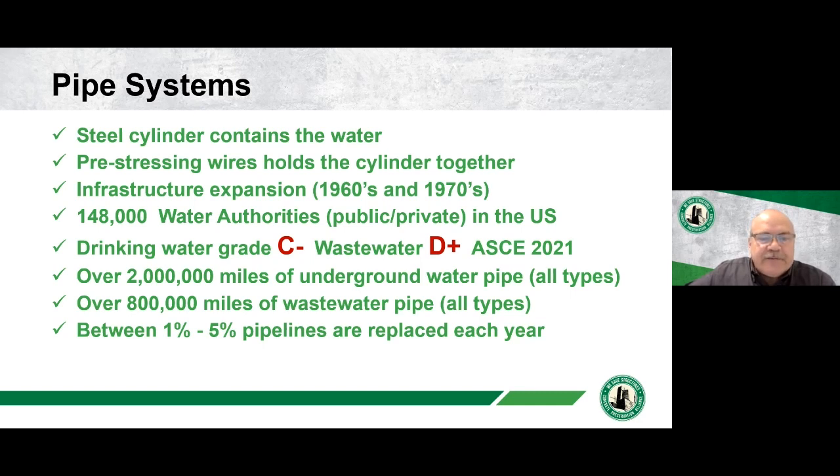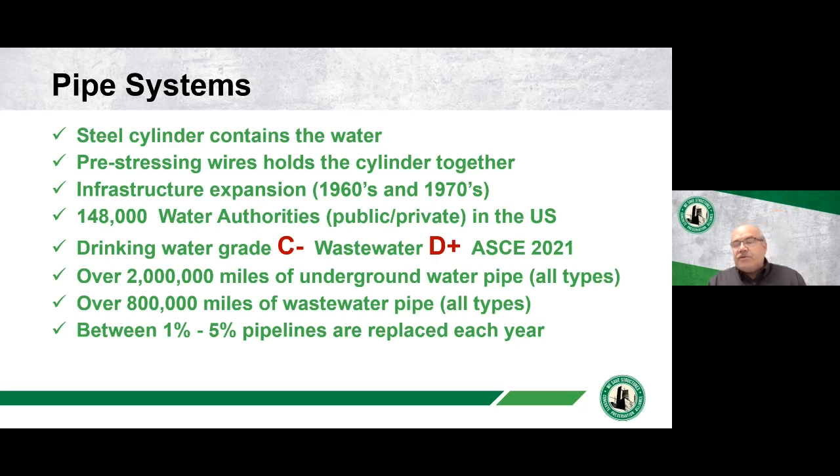But to give perspective, there's over 2 million miles of underground pipe. Now, not all of them are PCCP, I understand that, but just a magnitude, almost another 1 million miles of wastewater pipe. Usually the water pipes are under pressure, wastewater pipes often are gravity fed, and we'll talk about those.